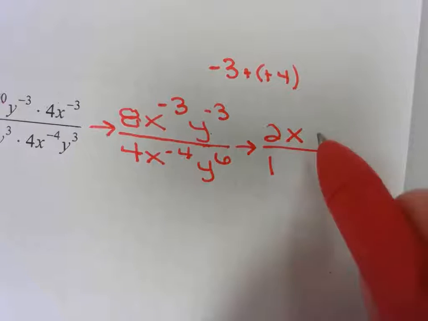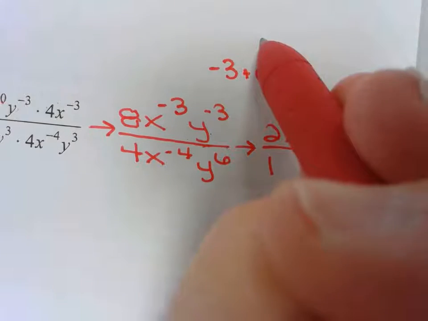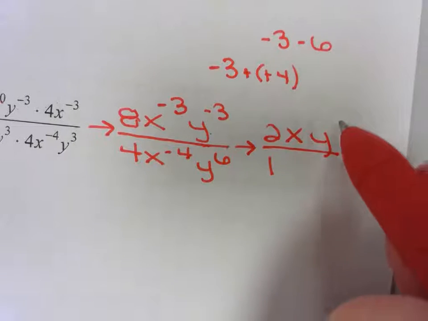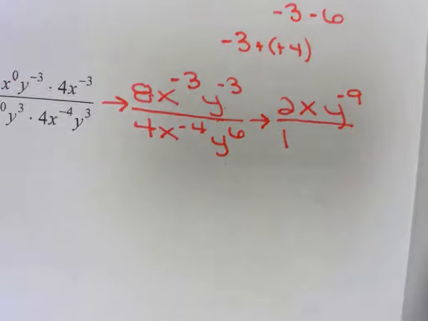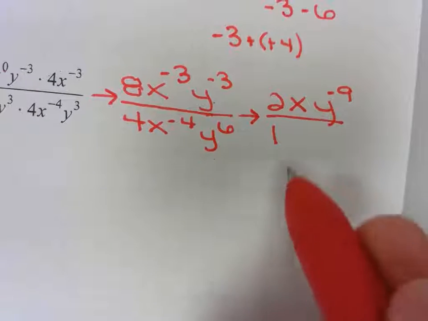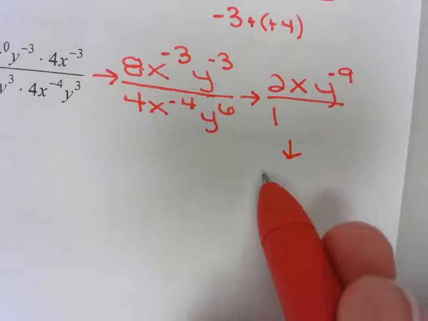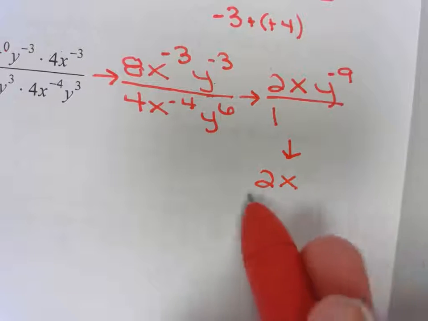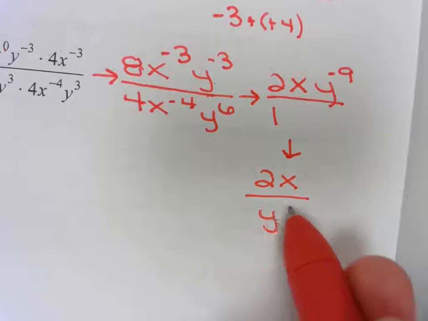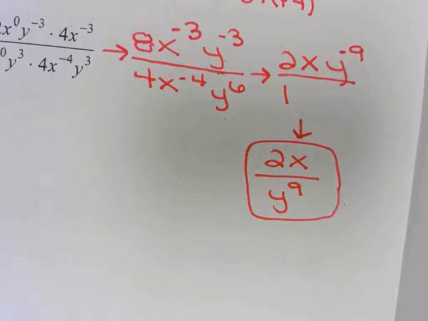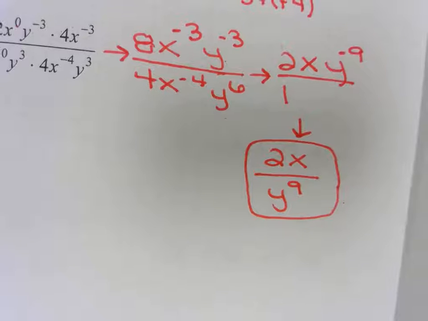I'm not going to put it. And then let's look at my y's. Negative 3 minus 6. Negative 9. Plug in your calculator if you need to. Now I don't like negative exponents, so to get rid of that negative exponent, where do I move it? So my final answer will be what? 2x over... No, because when I move it to the bottom, it becomes positive. So y to the 9. Yep, good. Okay, any questions on that?